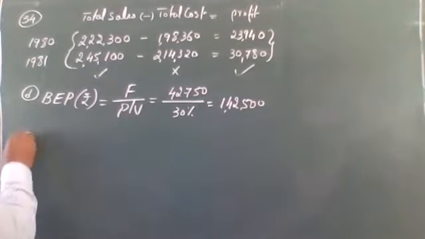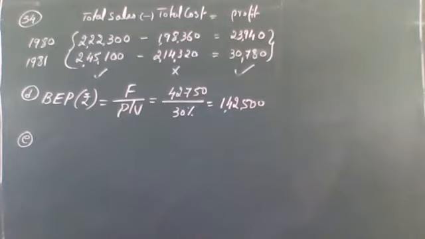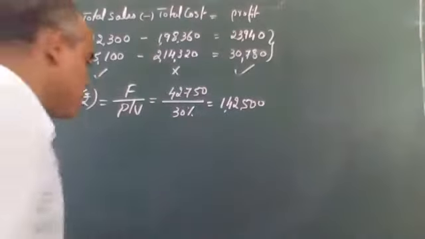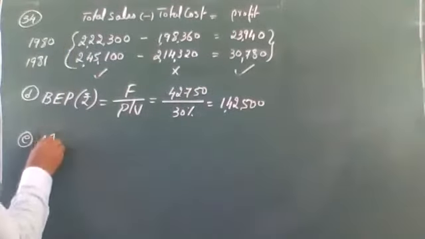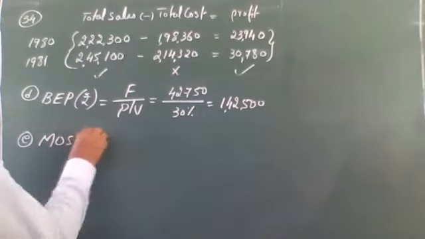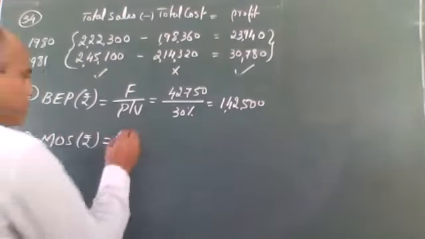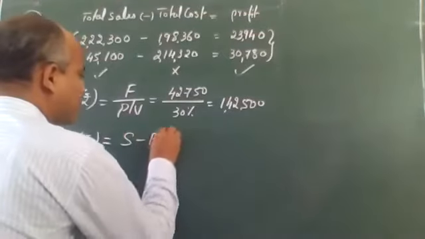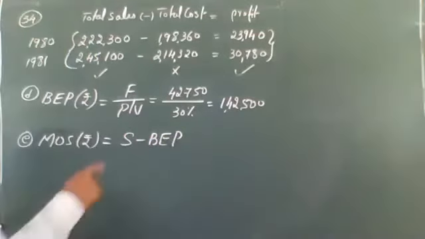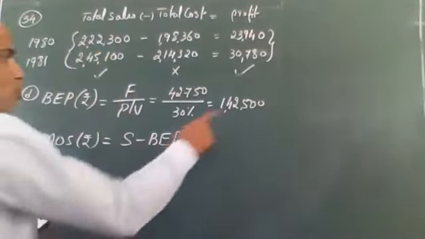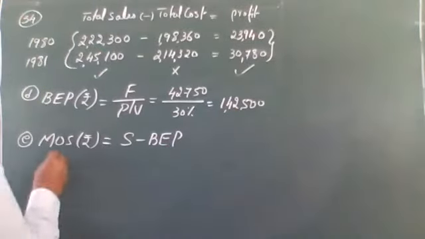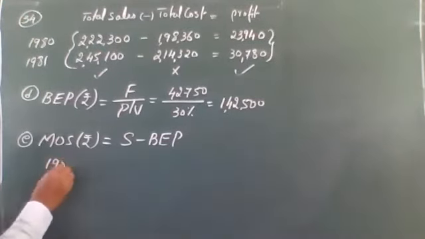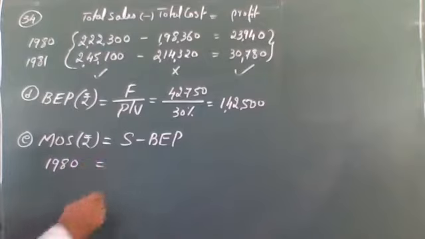The E bit, in the E bit, he is asking margin of safety for the years 1980 and 81. Why is he specifically saying this? Even if it doesn't say also, we have to think whether margin of safety should be calculated separately or not. The basic formula was sales minus break-even point sales. So we know sales is different for both the years, though break-even point is the same. So because it is different, I have to apply separately for both the years.